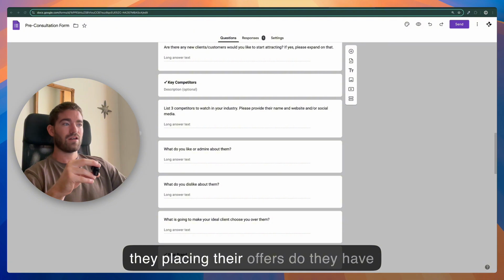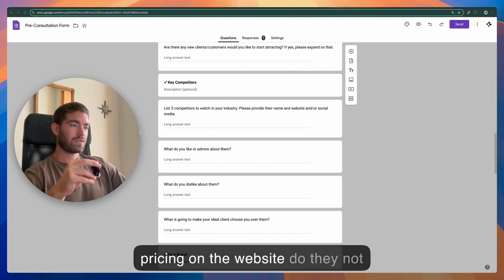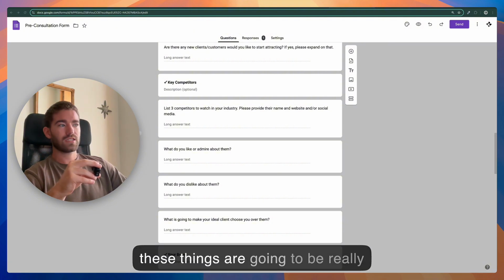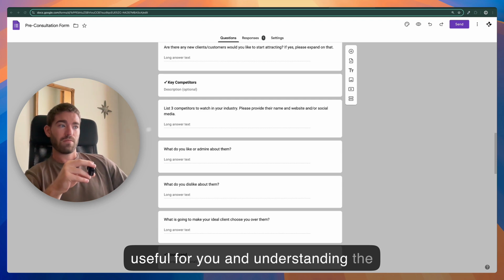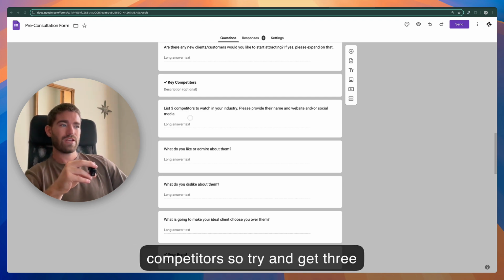Where are they placing their offers? Do they have pricing on the website? Do they not have pricing on the website? All of these things are going to be really useful for you, understanding the competitors. So try and get 3 competitors.